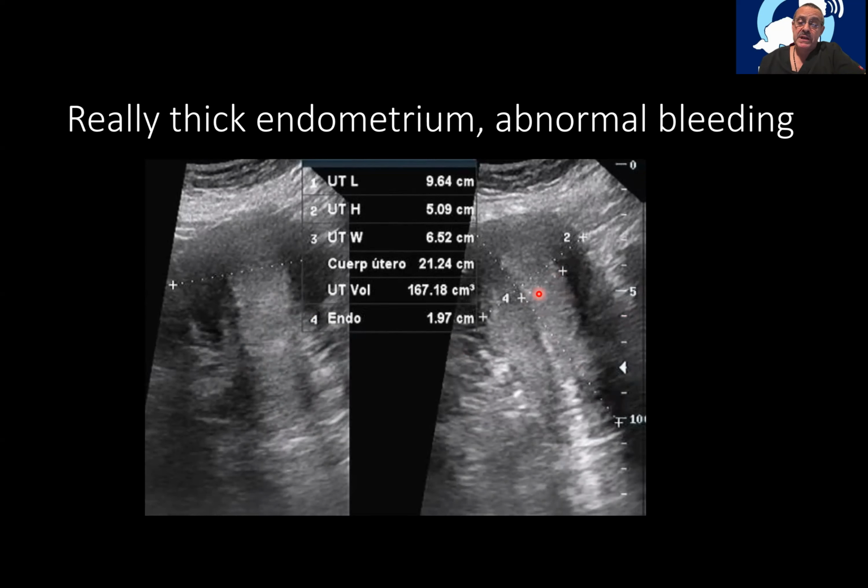Really thick endometrium, not very enlarged uterus, but abnormal bleeding. We can find that in all sorts of instances, like after people take the so-called emergency pill, that's what it is supposed to be doing, causing early abortions or miscarriages, or call it whatever you call it.